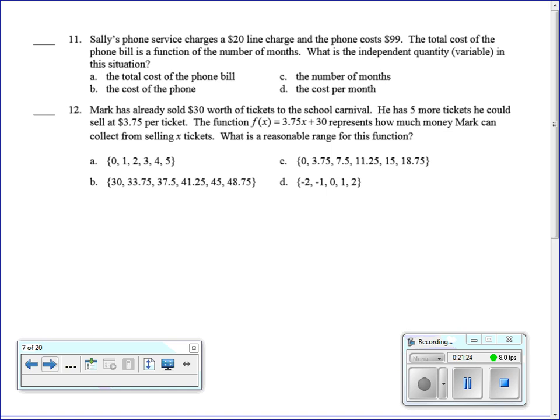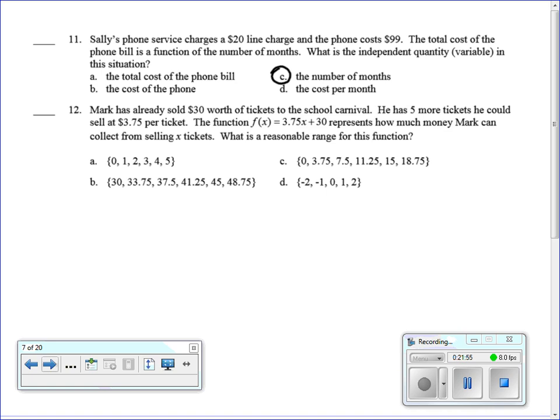Remember that time is typically the independent variable. And that is true in this case. The cell phone bill is dependent on the number of months. It is not the other way around. So in this particular case, the number of months is your independent quantity, your independent variable.